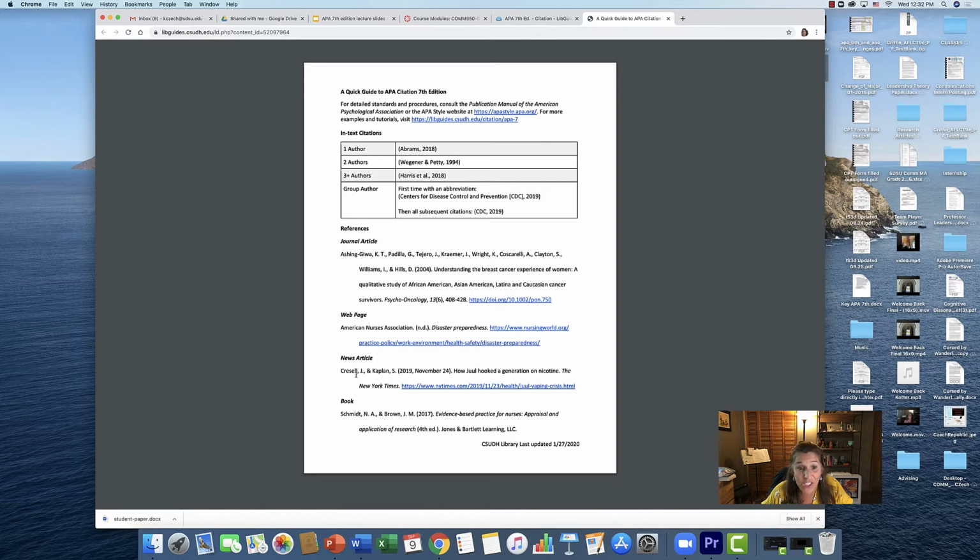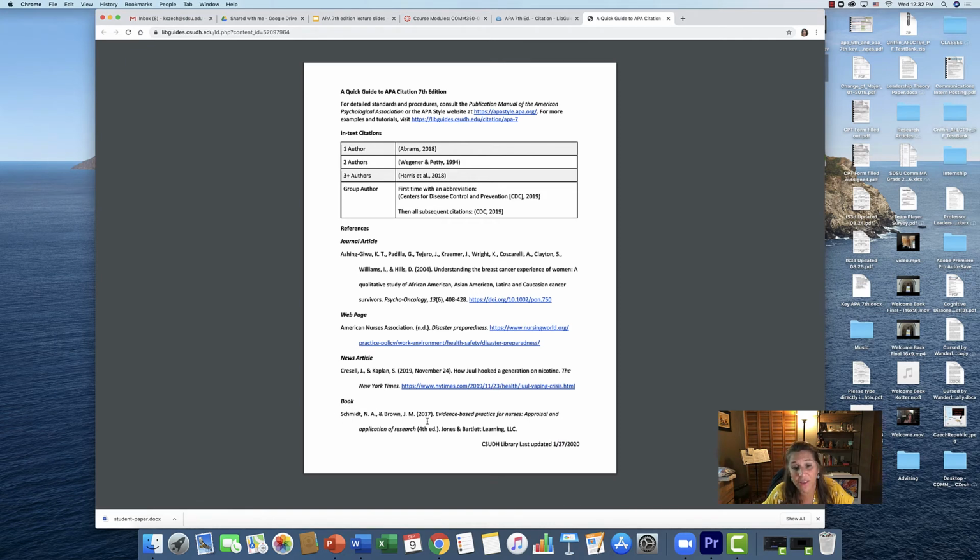Article. This is a news article, a newspaper. You see the authors. We use the ampersand, the date there, which again, you can be very specific in a news article for a newspaper on the date it came out. This is the name of the article, and the name of the periodical is the New York Times, and there's the link.